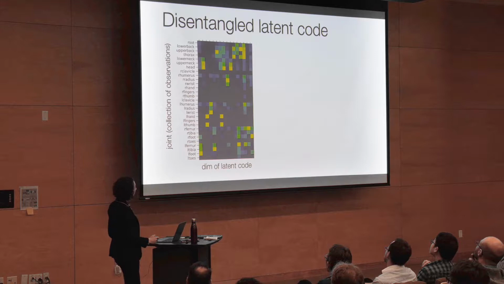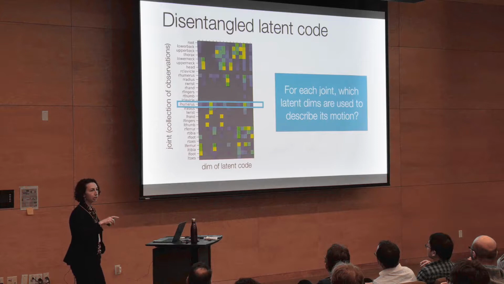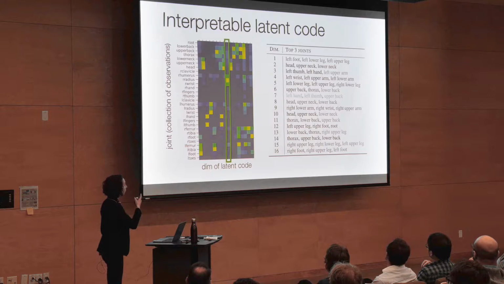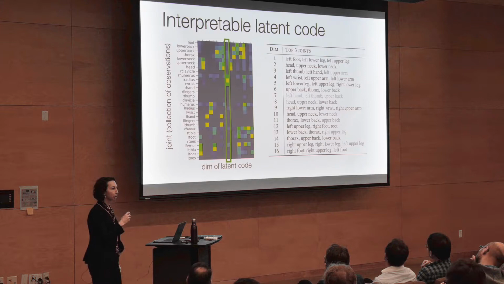But one thing you can ask, for example, is for every joint, which dimensions of the latent code control its motion? Or you can flip that around and say, for a given latent dimension, which joints does it control? And so, for example, what we're showing here in this table is, for each of the 16 different latent dimensions, what are the top three joints it controls?